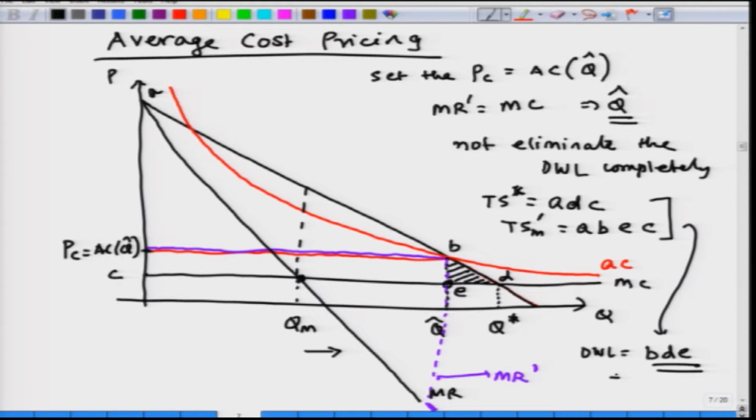So, while a ceiling price equal to the competitive price does not work, a ceiling price equal to the average cost, where the average cost curve cuts the demand curve, will work. So, we looked at the pricing decisions of a monopoly. We looked at what is a natural monopoly and how to regulate the natural monopoly.